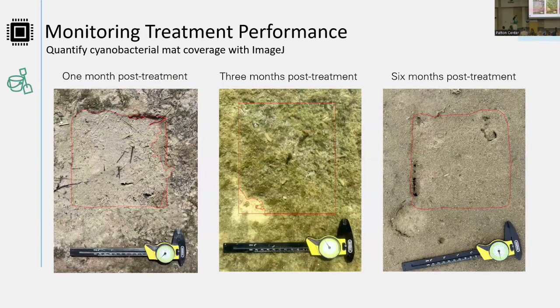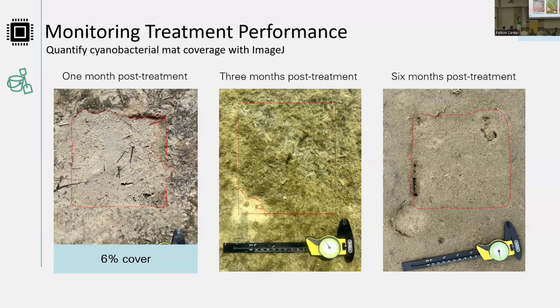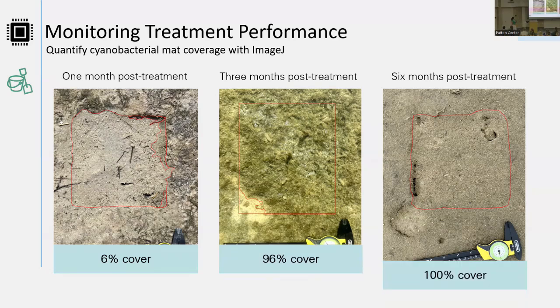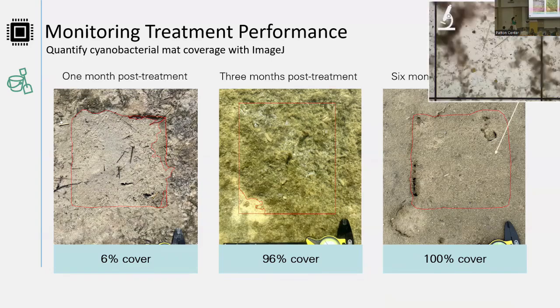So to quantify the development of cyanobacteria mat cover, I used the ImageJ software to trace areas of growth over our treatment plots. Here we have an example of a plot that was treated with sand only. And after 1 month, we saw only 6% of the mat was covered with cyanobacteria growth. After 3 months, this jumped all the way up to 96% cover. And while it may not look like it, 6 months later, this is a plot with 100% coverage of cyanobacterial mat. And I do validate the presence of mat using qualitative microscope observations.